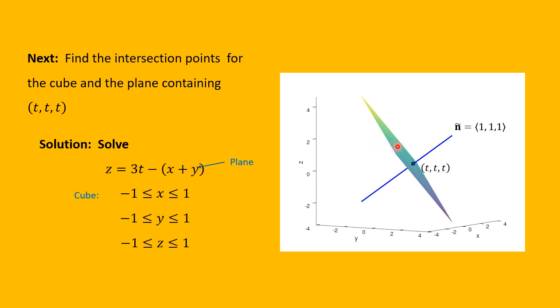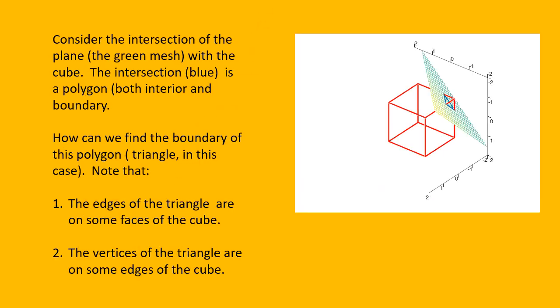(x, y, z) of that intersection to be inside the cube, x will have to be between minus 1 and 1, and so will y, and so will z. So here's our situation again with the plane shown in green mesh here. And the intersection, that's actually blue, but it doesn't look too blue here, is some polygon. In this drawing, a triangle. So we want to find the boundary of this polygon.